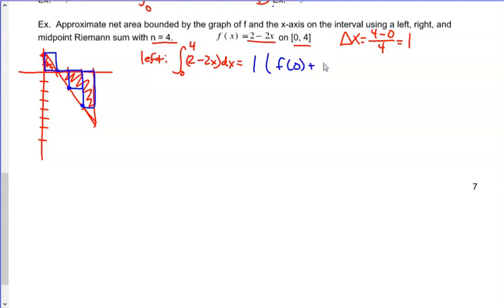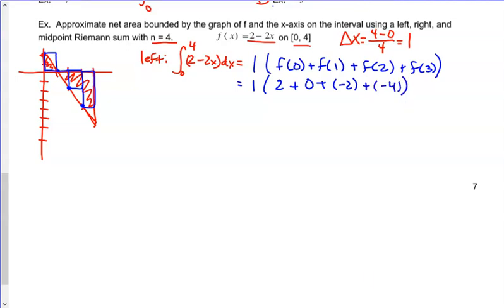Then I need to find the heights of each one of those rectangles, which is finding the function value at each of those grid points. So I'm going to take 1. If I put 0 in, I get 2. Then when I put 1 in, I get 0. Then I get negative 2 and negative 4.